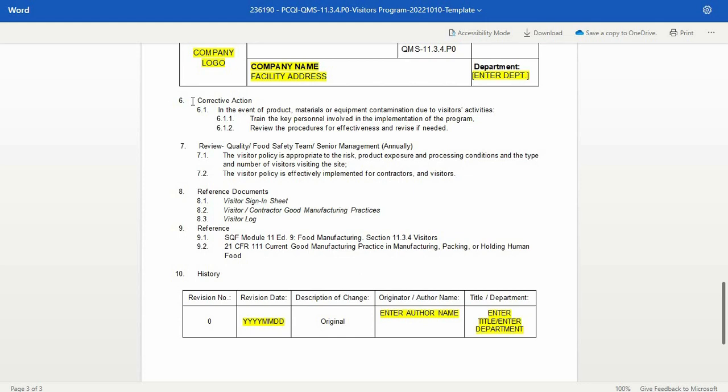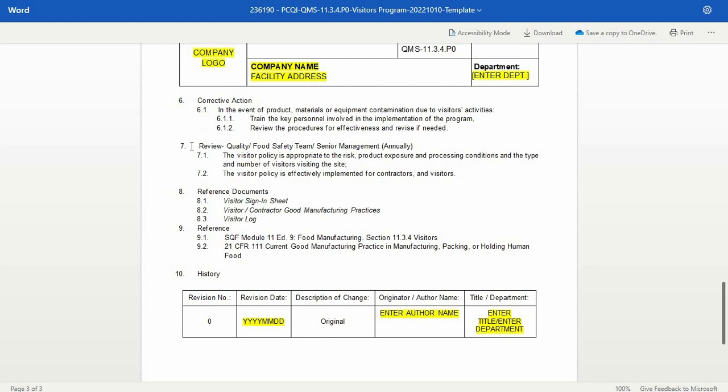Sixth is corrective action. The corrective action is the process of taking appropriate steps to eliminate causes of nonconformities or other undesirable situations. In the event of product, materials, or equipment contamination due to visitors' activities, train the key personnel involved in the implementation of the program, and review the procedures for effectiveness and revise if needed.